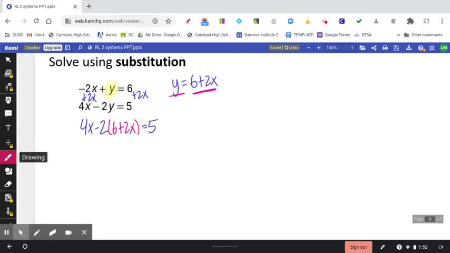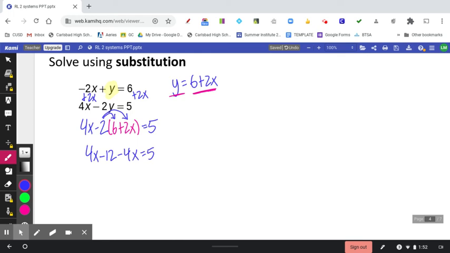We need to just solve for x. We have one variable, so we can solve an equation for one variable. We have 4x minus 12, minus. Make sure you distribute that. So negative 2 times 6, negative 12. Negative 2 times 2x is minus 4x equals 5. So we get 4x minus 4x is just 0x. And we get equals to 17.